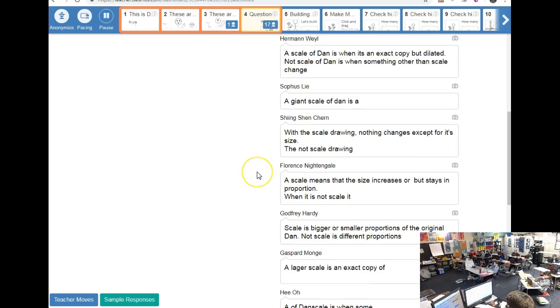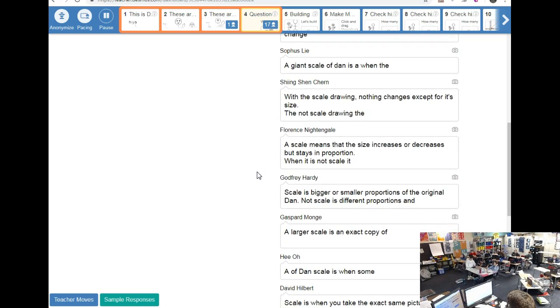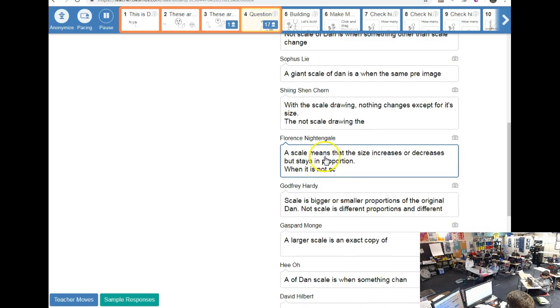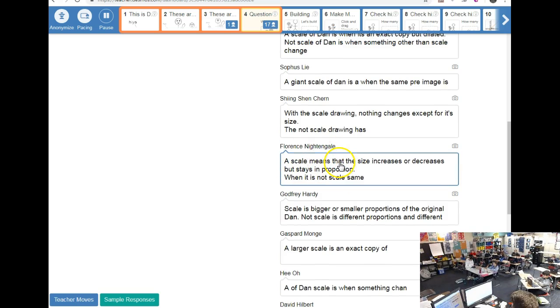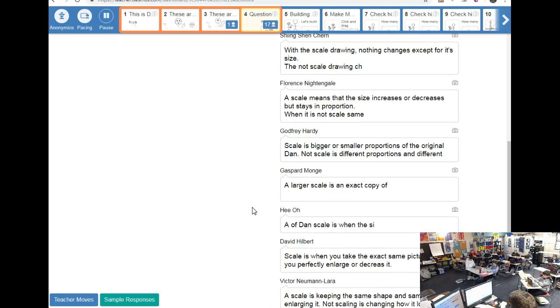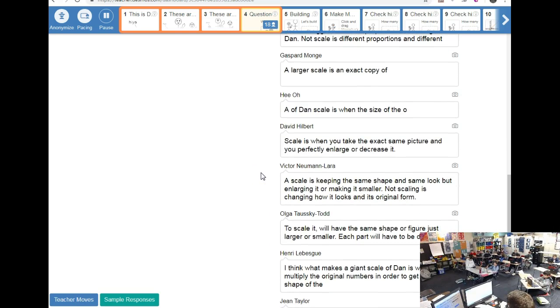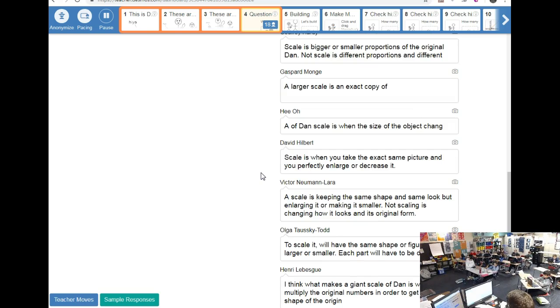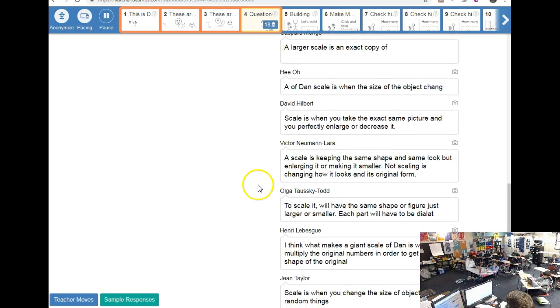With scale drawing, nothing changes except for its size. Scale means that the size increases or decreases but stays in proportion. That's a very nice definition. Scale is bigger or smaller proportions of the original Dan. Not scale is different proportions. I like it. Should I unrestrict you? Should I let you move on to 5?